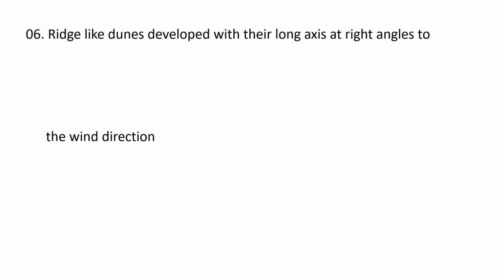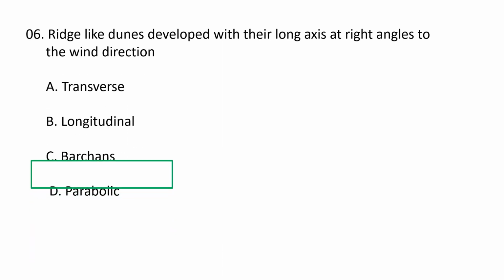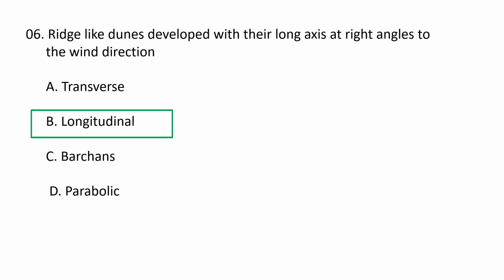Next question. Ridge-like dunes developed with their long axis at right angles to the wind direction are A. Transverse, B. Longitudinal, C. Barchans, D. Parabolic. So ridge-like dunes which are developed with their long axis at right angles to the wind direction are known as transverse dunes. A large elongated dune which lies parallel to the prevailing wind direction is known as a longitudinal dune. Longitudinal dunes usually have symmetrical cross sections, and they generally form in areas located behind an obstacle where sand is abundant and the wind is constant and very strong.